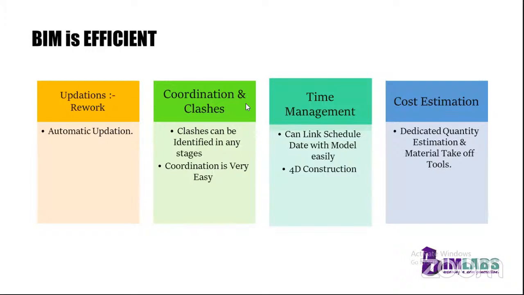So BIM is efficient. We can go for automatic updations. We can resolve coordination issues and clashes. There will be many clash problems between the MEP elements and the structural elements. Those clashes can be identified at any stage if you are going through BIM software. And this coordination is very easy when using the BIM process. For clashes and coordination, we are using the Navisworks tool.